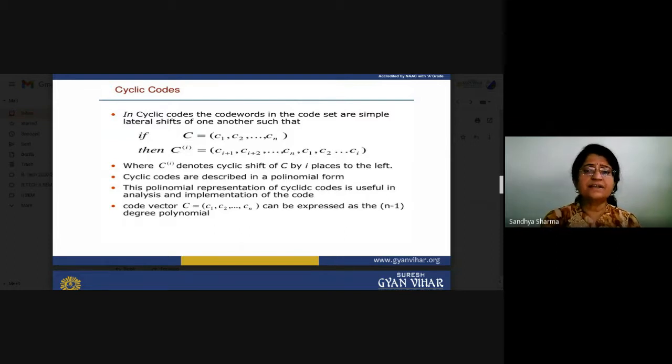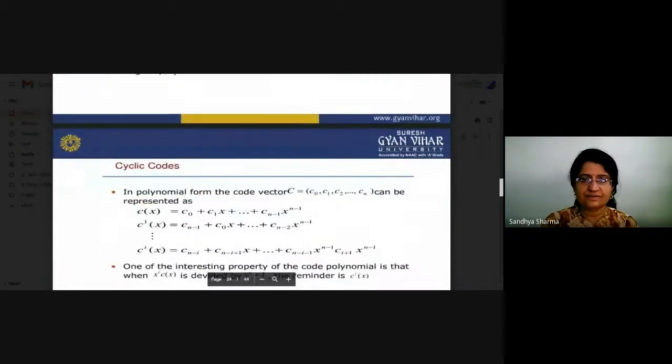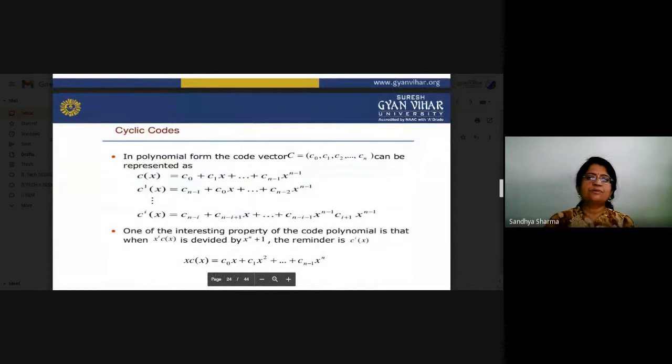So the highest degree of our polynomial form is equal to an n minus 1 degree polynomial. In our next slides we will see it. Suppose you want to represent your code word c(x), that is c0, c1x, up to c(n-1) x^(n-1). So that is basically a standard.